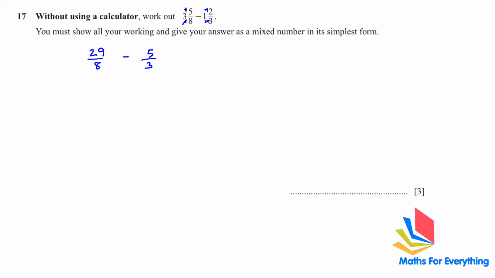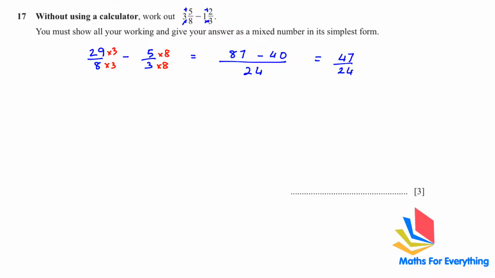Whenever you are adding or subtracting fractions, you need to have a common denominator. Multiply this side by 3 and here by 8. That will give us a common denominator, which is 24. 29 times 3 will give us 87, and 5 times 8, 40. This will give us 47 over 24.